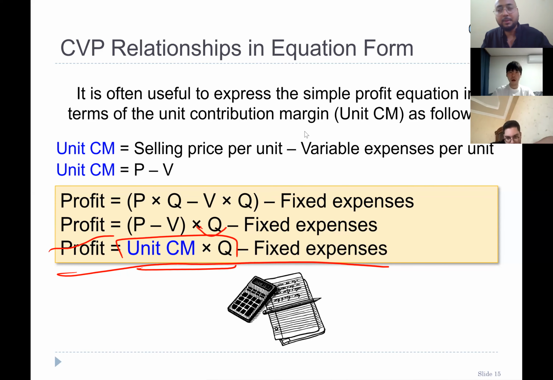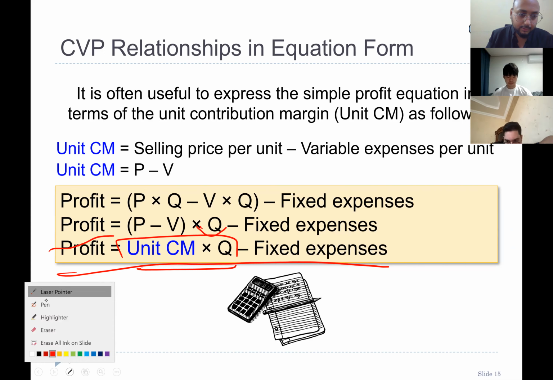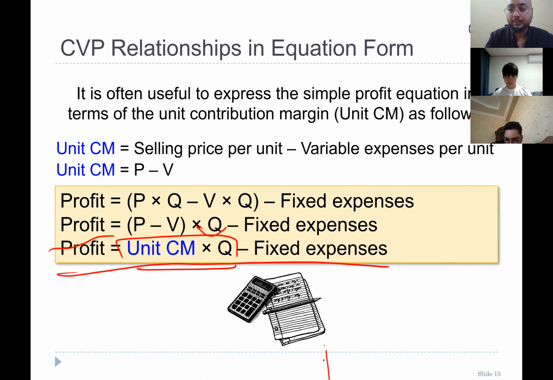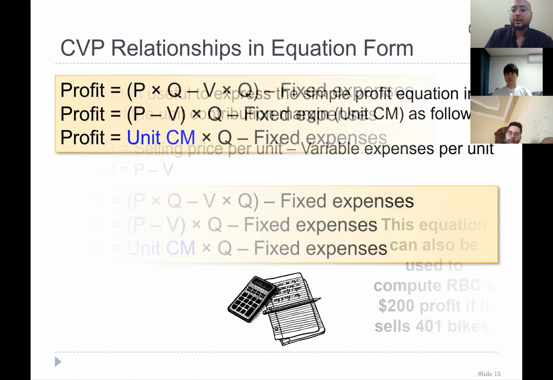Hello, class. Welcome back after the break. So we were discussing that we can convert this profit equation into per unit basis as well. So we have found that profit is equal to CM per unit multiplied by quantity minus fixed cost, right? This equation.